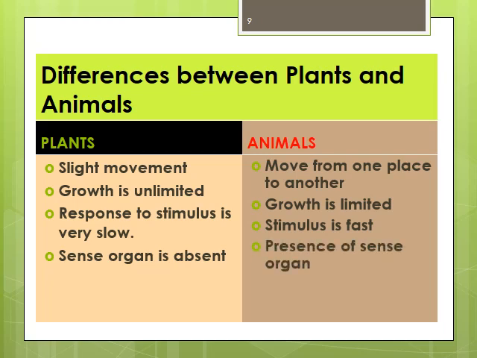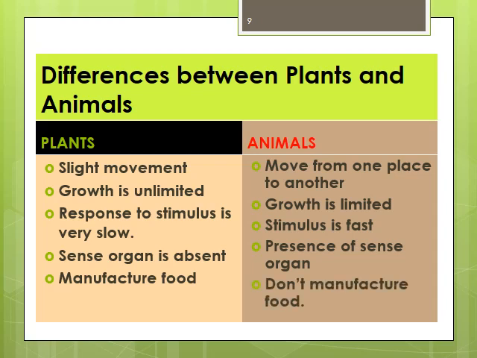And the last thing I have here is that plants can manufacture their food through a process called photosynthesis, where they make use of chlorophyll. And animals do not manufacture their food, but they depend on the food that is manufactured by plants.